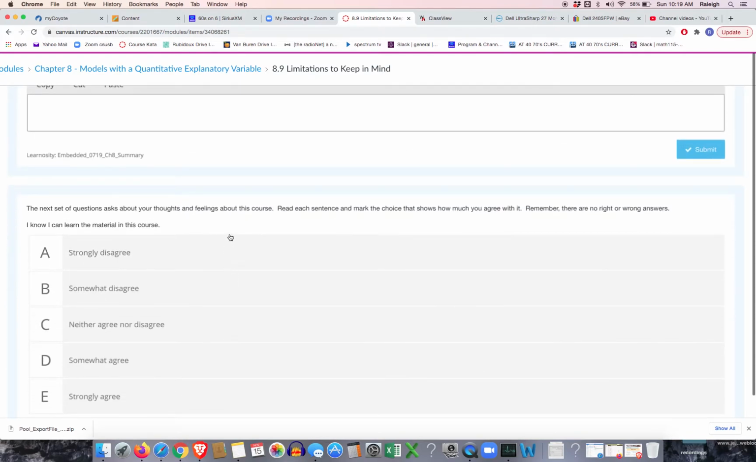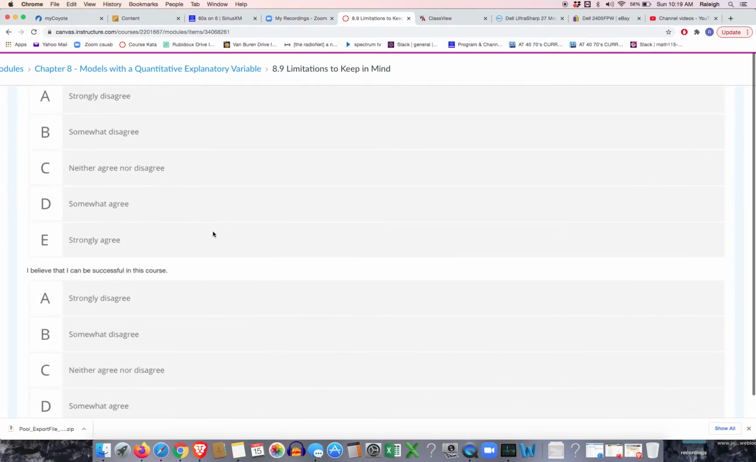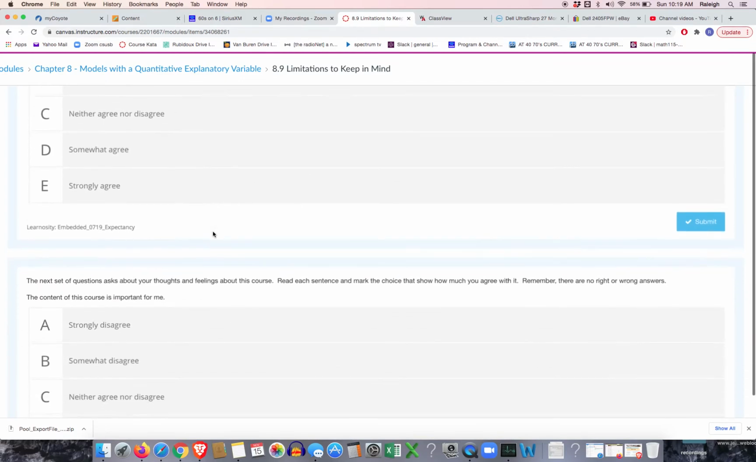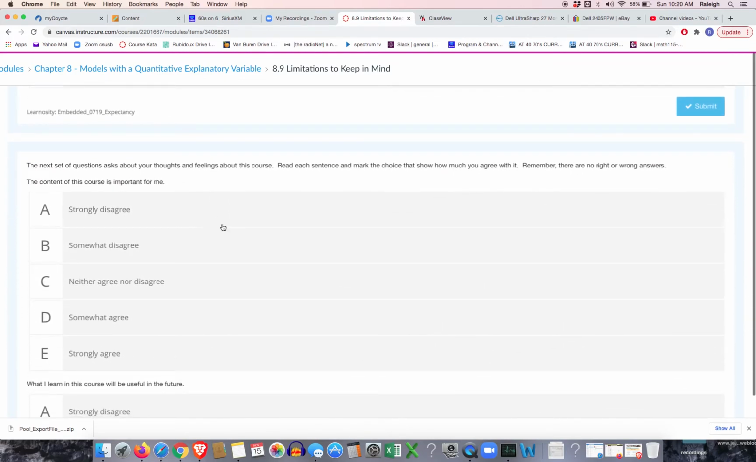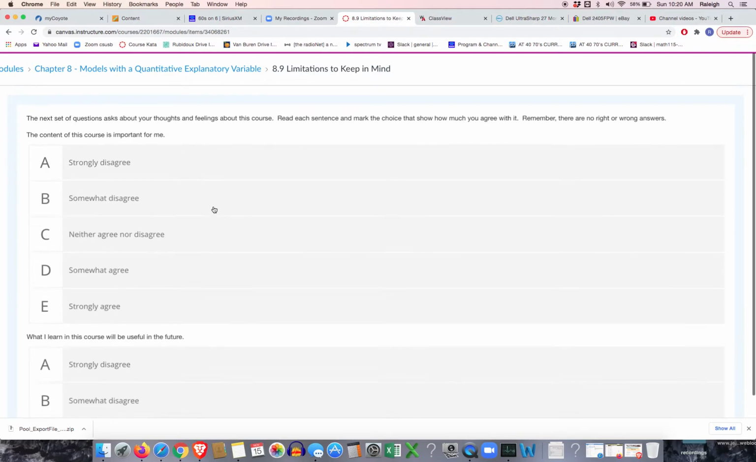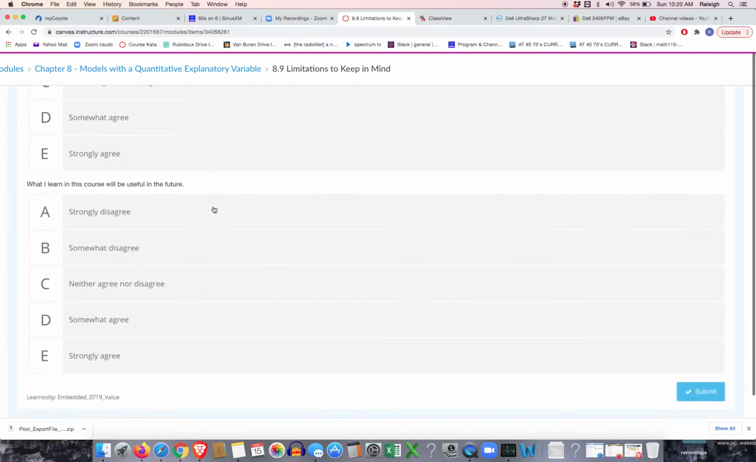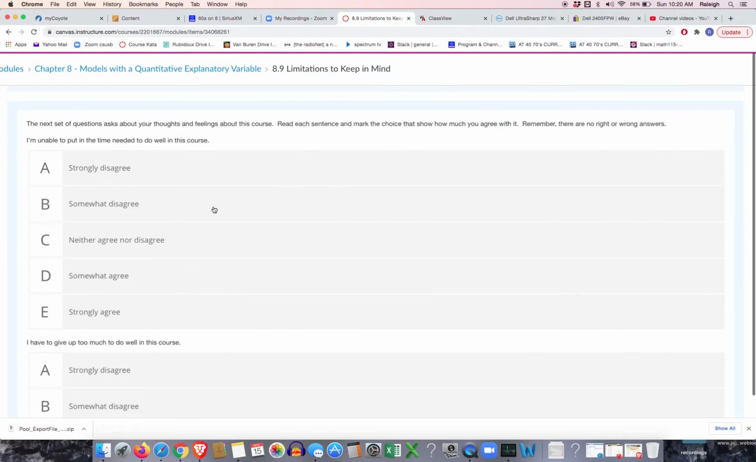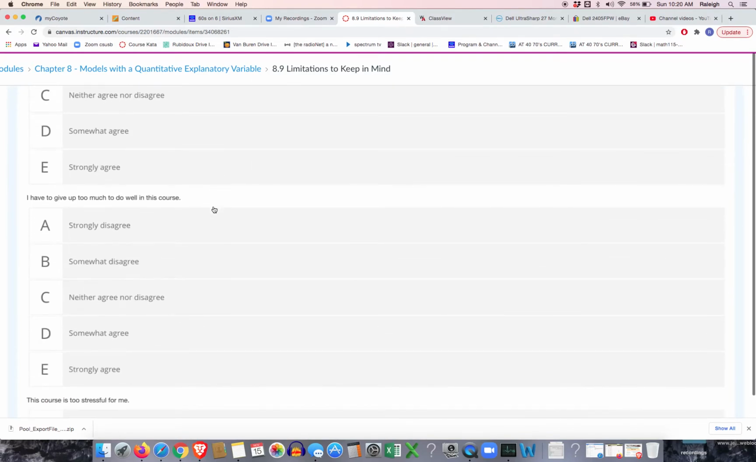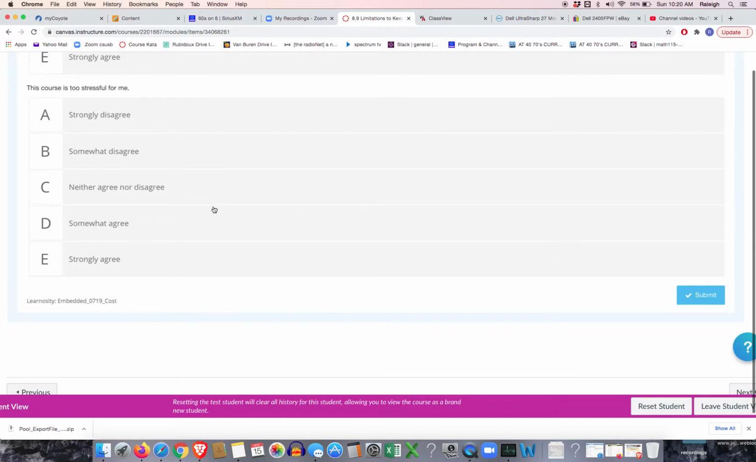And now we have this, which doesn't affect your grade at all. It's more of a survey. I think they're more interested than I am, frankly, about your feelings about your course. And these are the sentences that you may agree or disagree with. No right or wrong answers. I know I can learn the material in the course, from disagree to agree. I think I can be successful. Let's see. This content is important to me. What I learn will be useful in the future. I'm unable to put the time in. I have to give up too much to do well. This course is too stressful for me.